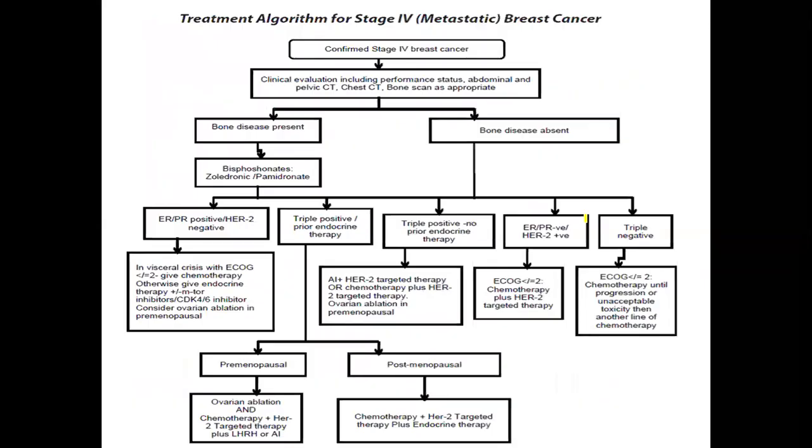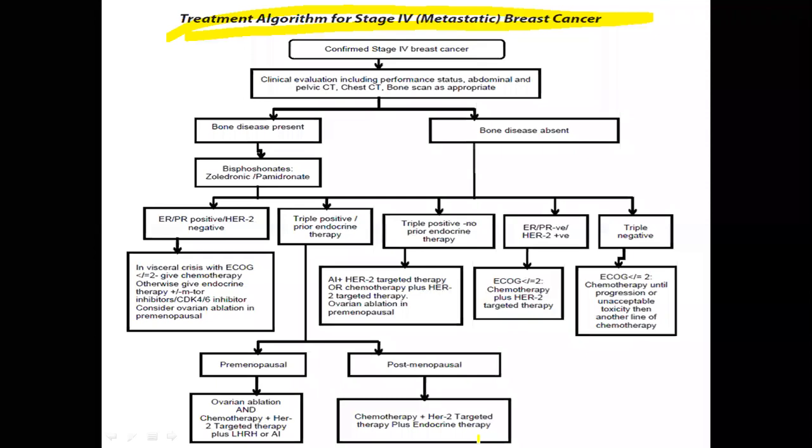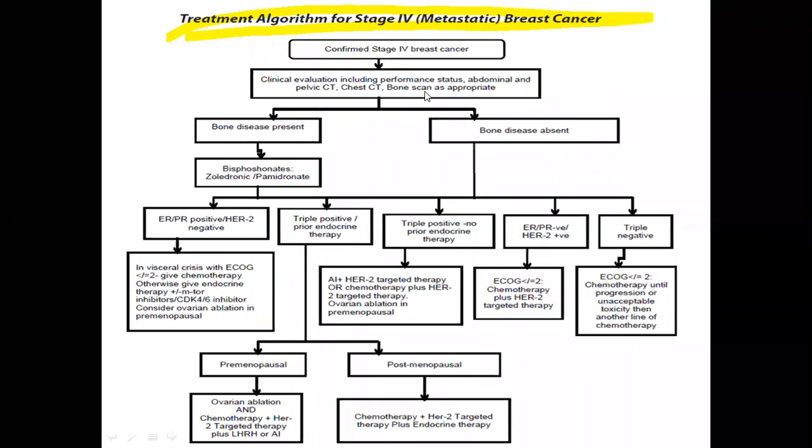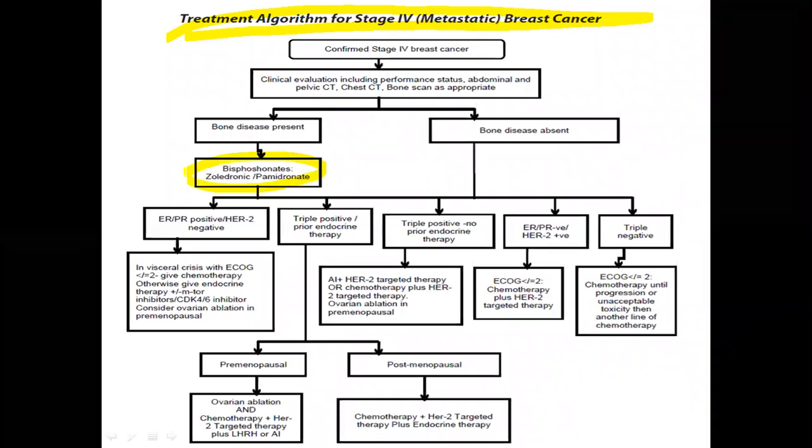Then this one is the treatment algorithm of stage 4 or metastatic breast cancer. By the way, it is very simple and straightforward. You can read it on your own time, and it was taken from the Kenya National Guideline in Cancer Management. But remember, in the metastatic setting, if there is bone involvement, we are supposed to give bisphosphonate and zoledronic acid. The rest we have already talked about.